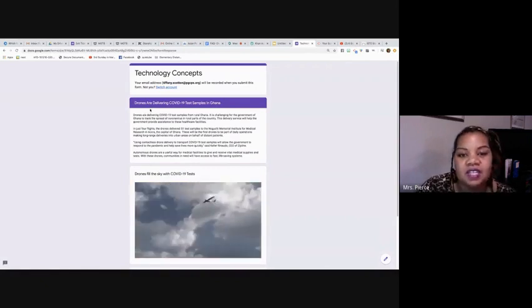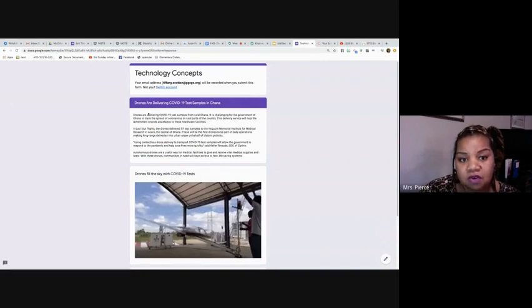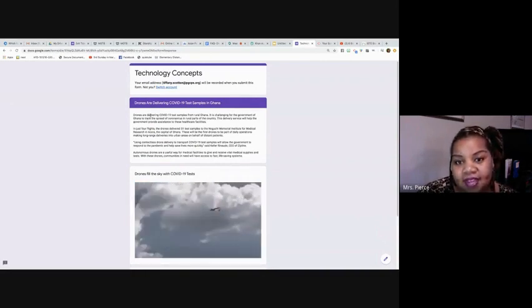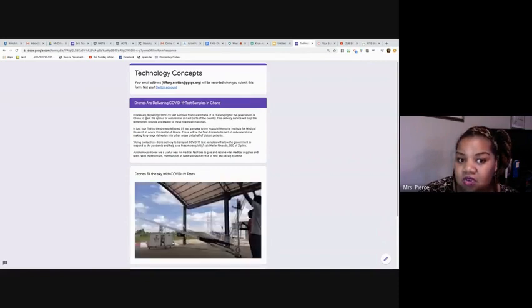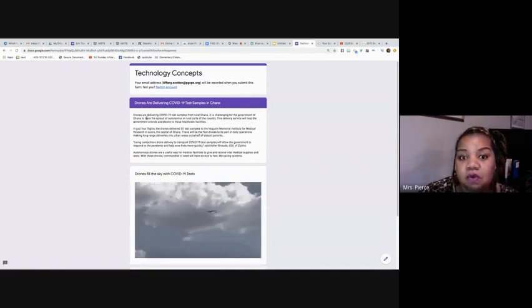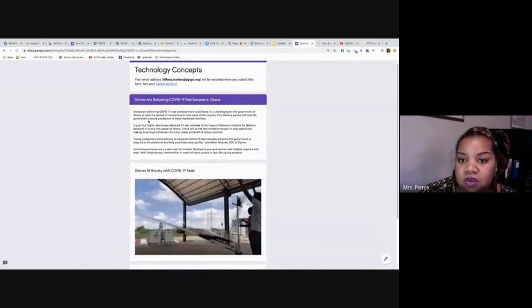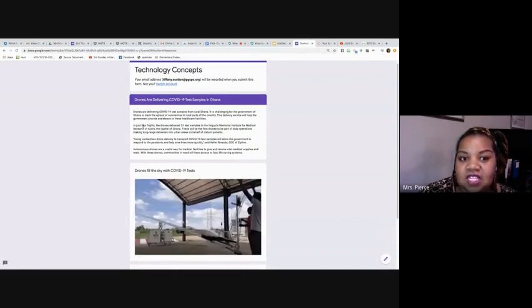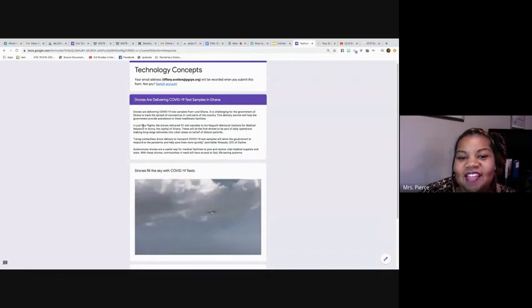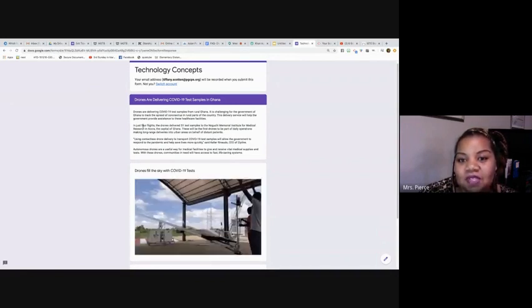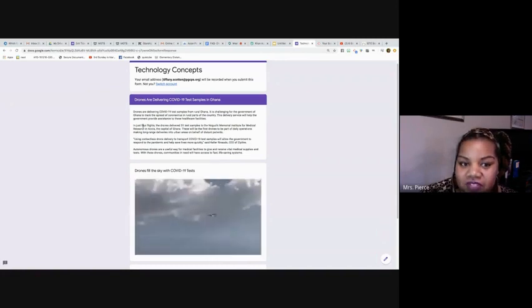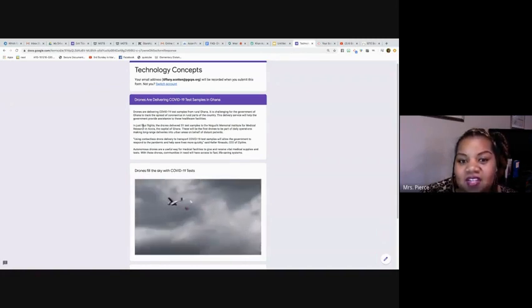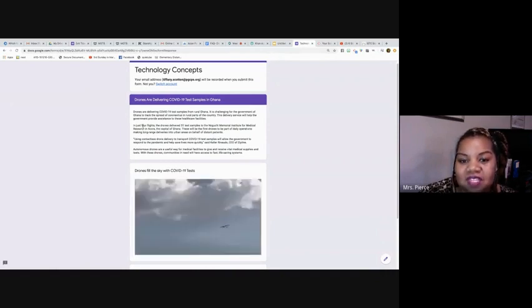Drones are delivering COVID-19 test samples in Ghana. Drones are delivering COVID-19 test samples from rural Ghana. It is challenging for the government of Ghana to track the spread of coronavirus in rural parts of the country. This delivery service will help the government provide assistance to these healthcare facilities. In just 4 flights, the drones delivered 51 test samples to the Memorial Institute for Medical Research in Accra, the capital of Ghana. These will be the first drones to be part of daily operations, making long-range deliveries into urban areas on behalf of distant patients.